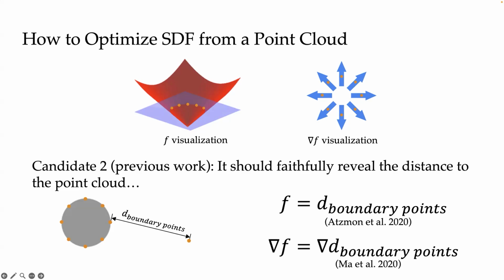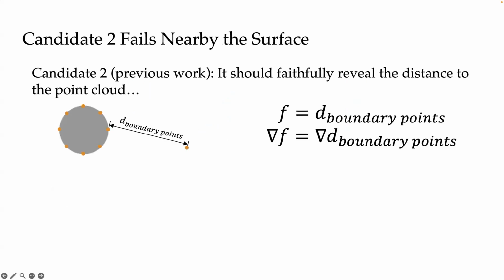the neural network. One thing I want to point out is that the computational cost of this method is high, because for each query point, you need to visit the input point cloud, and you need to find the closest one and compute the distance to use as a reference for training. Even with some tricks like BVH, it's still a cost. However, for points close to the surface, this candidate fails, because it only learns the distance to the point cloud, while our task is to reconstruct the distance to the surface.